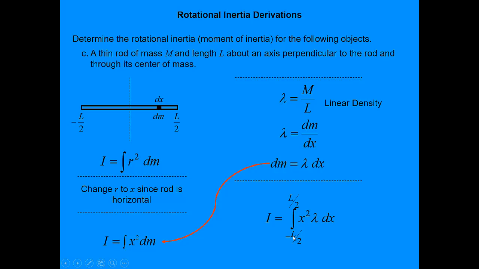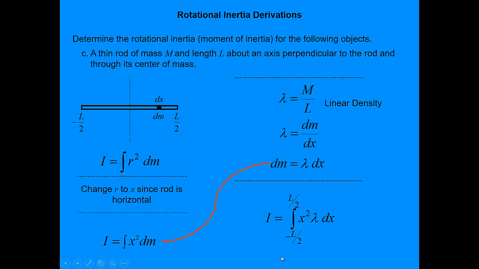And notice I've been able to add limits of integration, because x changes, our little mass increment locations change from all the way on this end, negative L over 2 away from the axis of rotation, to a little mass increment at this end, which would be L over 2 away from our axis of rotation. So there's our limits of integration. Very important to pick those up.